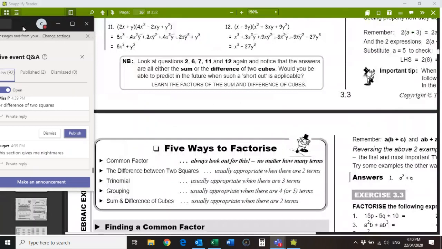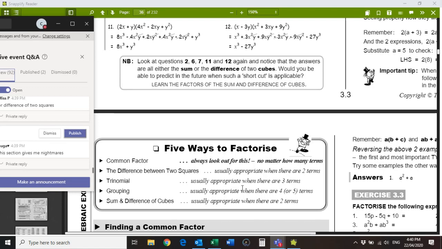We have 5 ways of factorizing. Today we will only be able to do common factors and just one quick exercise. I don't know if we even have time to do one quick exercise, but let's have a look. Let's look at common factors, because we have 5 minutes left, and then let's look at one example. And then tomorrow we will start doing the activities.